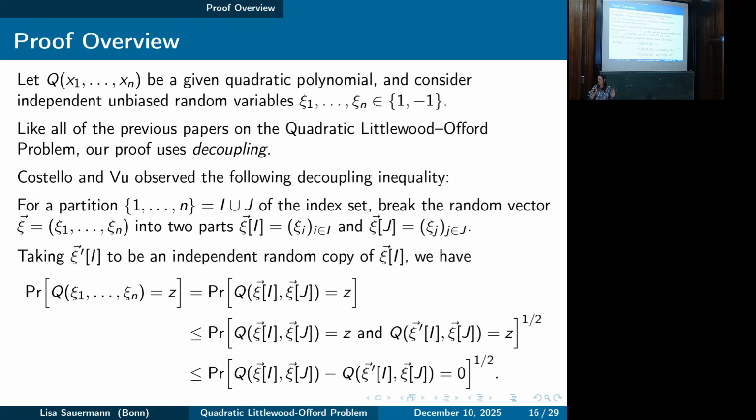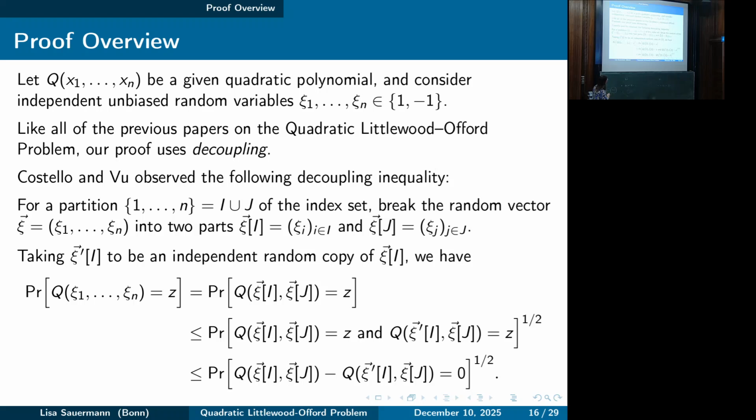So far it's unclear why we would want to do that, but now here comes the main point of why Costello and Vu did this. They made the next observation, which is trivial in itself, that the probability that both of those equations hold, so that both of these values are equal to z, is at most the probability that the difference of those two values is 0. That's clearly true. And so this probability can be bounded by the probability that that difference is 0, and then with a half here. So now, why would you want to do that?